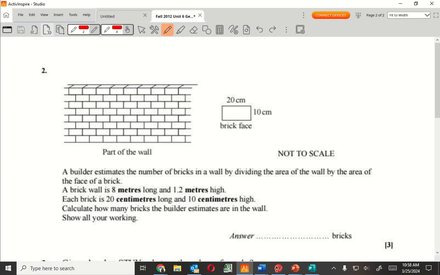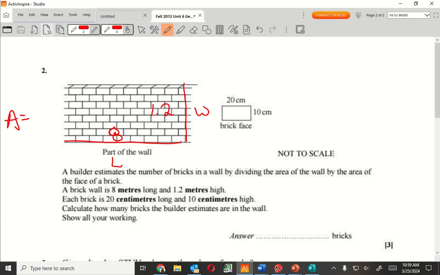All right, this one's not to scale. A builder estimates the number of bricks of the wall by dividing the area of the wall by the area of the face of a brick. So, let's find the area of the wall. Length times width. It is going to be 8 meters long, 1.2 meters high.